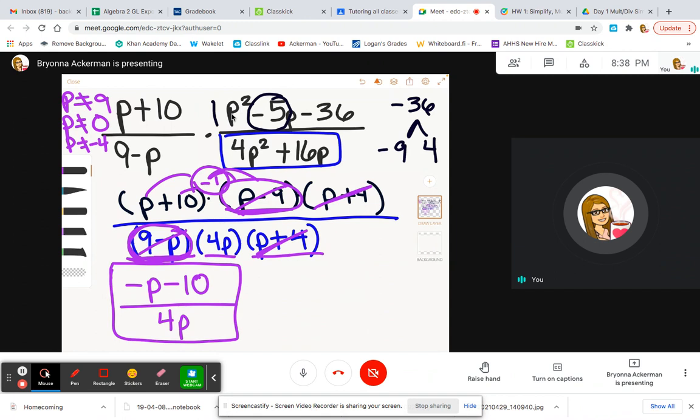And so on the homework, I believe this is number 11. This would be your final answer. And then for number 12, it says, hey, what are the restrictions? And those are what we found earlier before we crossed everything out. Okay, so I'm going to go ahead and do another example in just a sec.